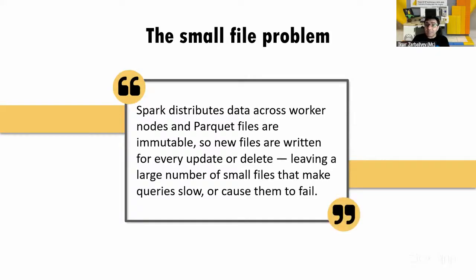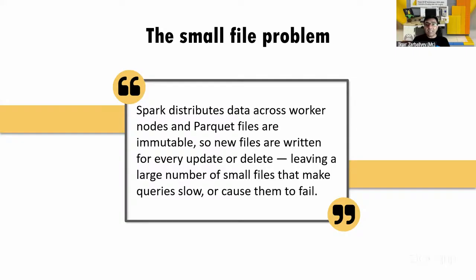Before we look at tools, let's understand the problem they solve. Spark is a parallel processing framework with data stored across one or more worker nodes. On top of that, as we have said, Parquet files are immutable. New files are written for every update and every delete. Put these two facts together and a pattern emerges. Over time, Spark ends up storing your data in a very large number of small files.